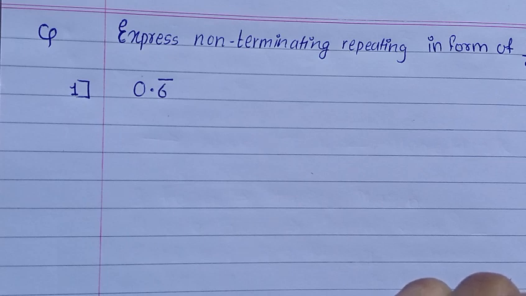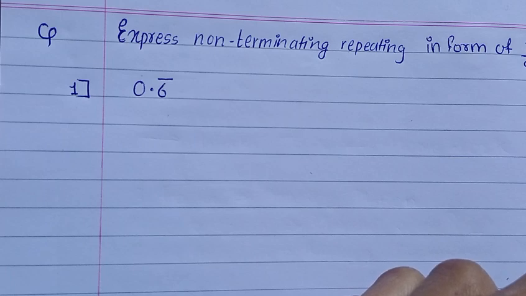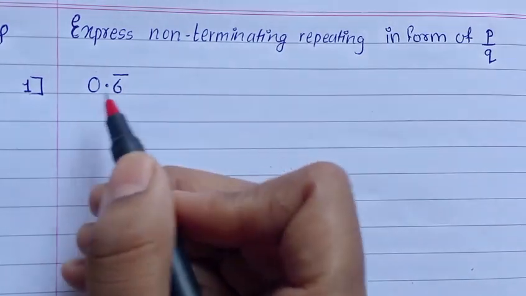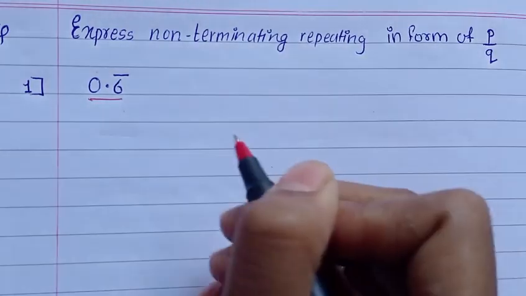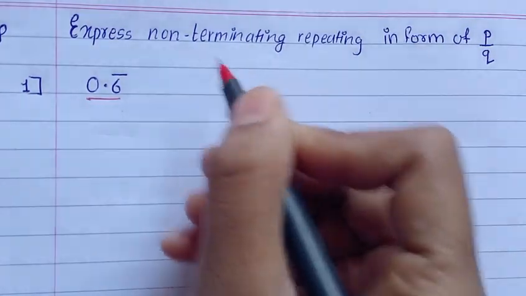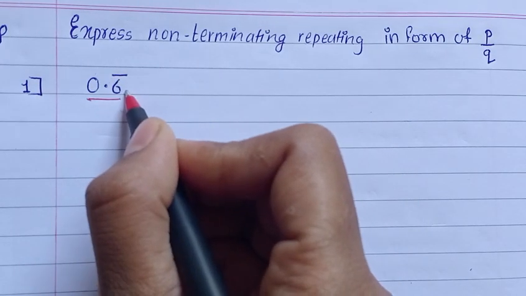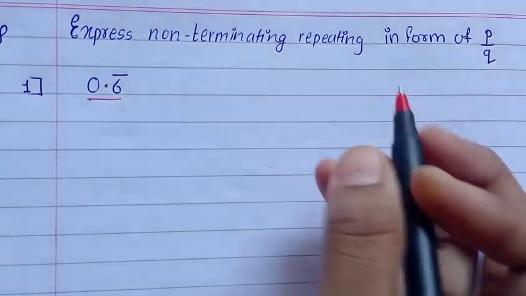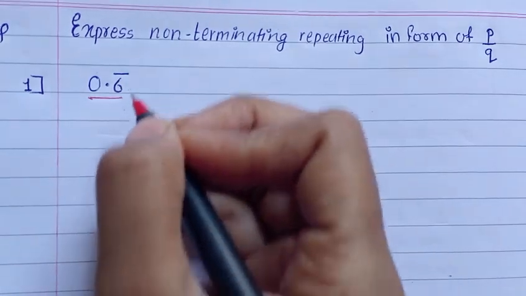In this video, we are going to learn how to express non-terminating repeating numbers in the form of P upon Q, that is, the rational form or the fractional form. As we know, 0.6 bar is a non-terminating pure repeating number, because the 6 has a bar, therefore 6 is repeated infinitely many times. So we have to convert this into fractional form, that is P upon Q.